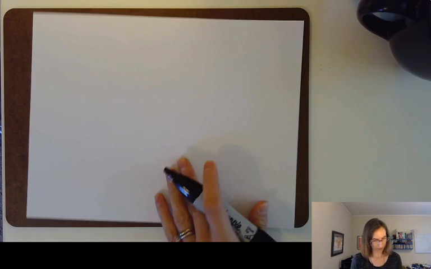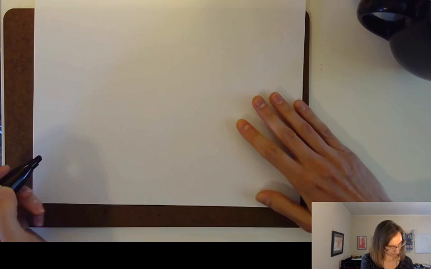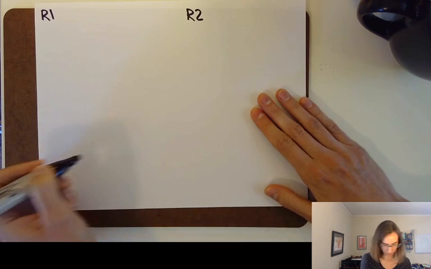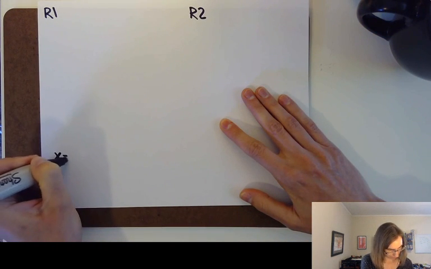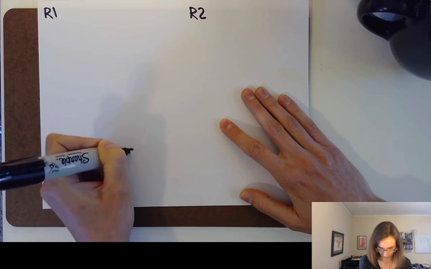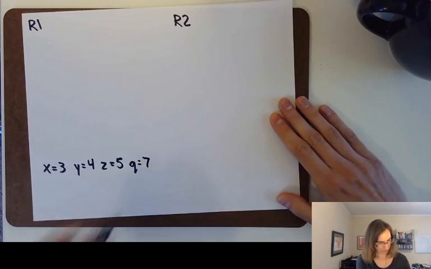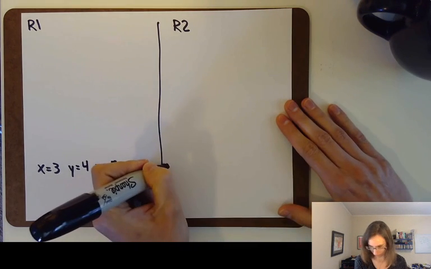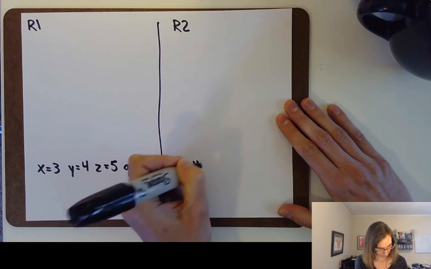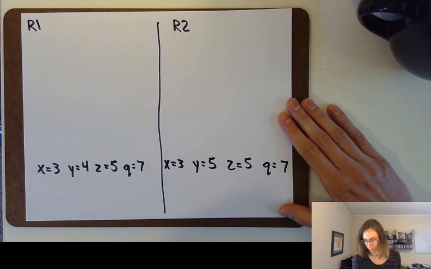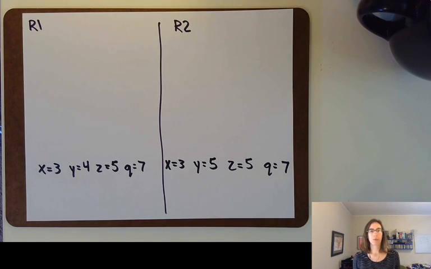So let's say replica 1 and replica 2. Replica 1 has x equals 3, y equals 4, z equals 5, q equals 7. And let's say replica 2 had almost exactly the same data, but differed in one place. But how are you going to quickly find out that there's only this one point of disagreement? Well, that's where you can use Merkle trees.